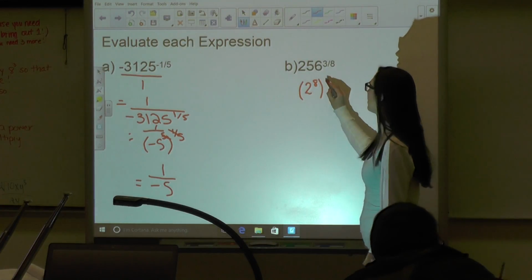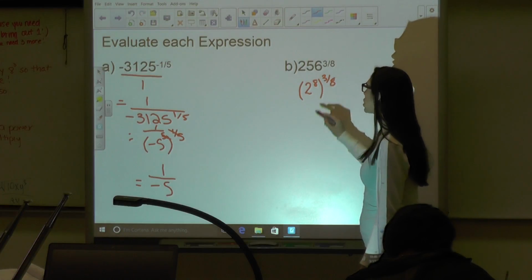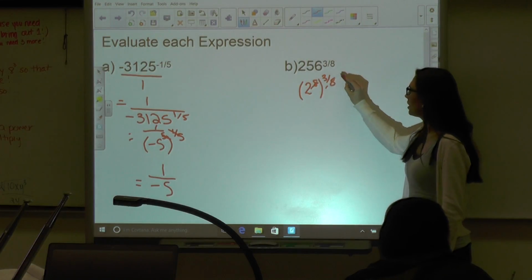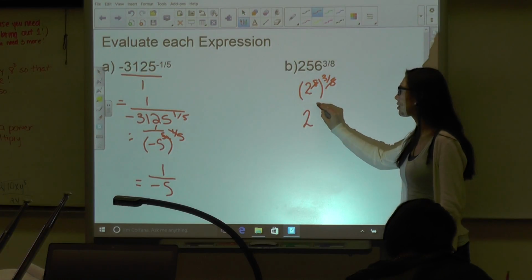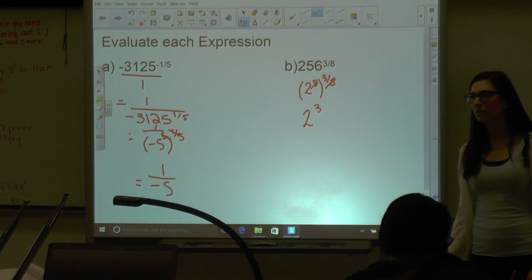2 to the power 8. And then 3 to the power 8, because what happens? The 8 and 8 will cancel, leaving you with 2 to the power 3.